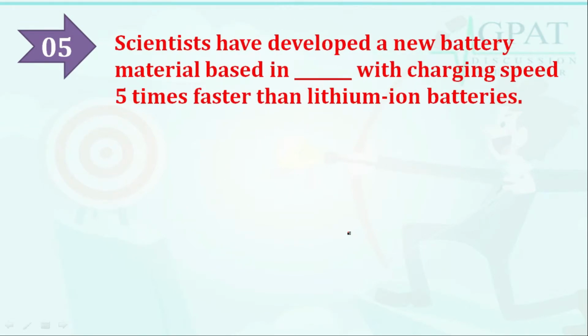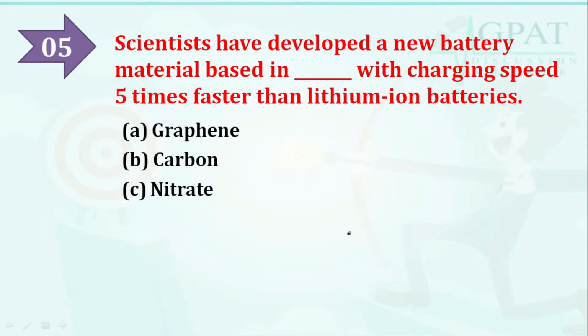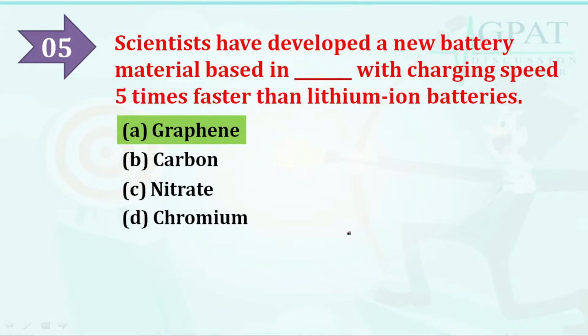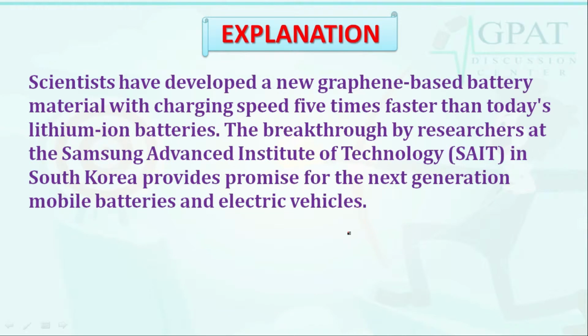Scientists have developed a new battery material with charging speed 5 times faster than lithium ion batteries, and options are: option A graphene, option B carbon, option C nitrate, option D chromium. So which is the correct answer? The correct answer is graphene. Let's discuss with the help of the explanation: scientists have developed a new graphene based battery with charging speed 5 times faster than today's lithium ion batteries.